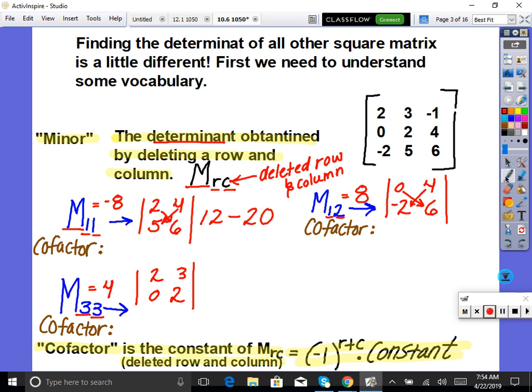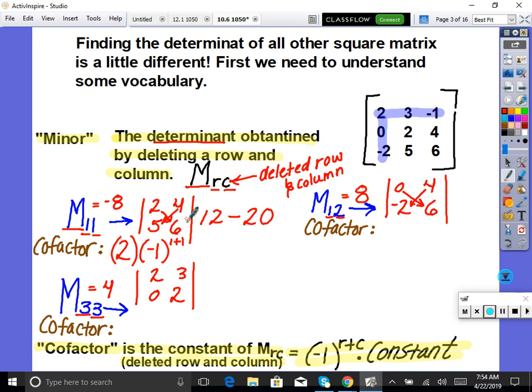For example, let's go back to the minor for row 1, column 1. Let me highlight it this time. We deleted row 1, column 1. Where is the constant of intersection? 2. That is what we would put first. So this is our constant. Here's the formula. We would have a 2, and then we have to multiply it by negative 1 raised to the row plus column number. So this is 1 plus 1, since we deleted row 1, column 1. This is the formula for the cofactor of this minor.